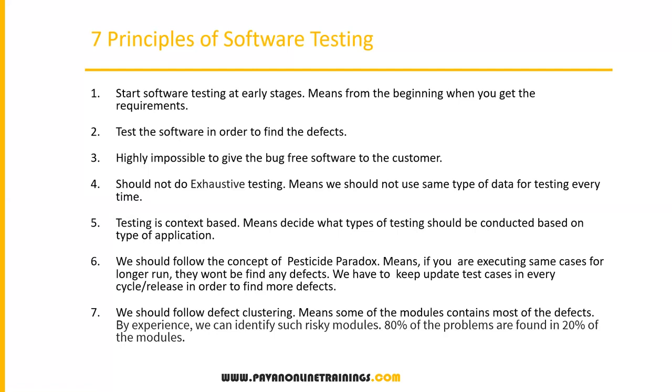Let me repeat a few, the fourth and sixth points. The fourth point is we should not do exhaustive testing. Exhaustive testing means, for one test case, we should not use the same kind of data again and again. I also gave one example. If you have a login screen, to test it you will use a valid username and valid password. But you should not use the same username and password every time for testing. You have to prepare other test data, and use different types of data.